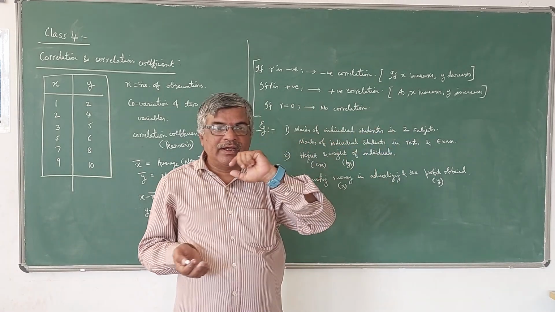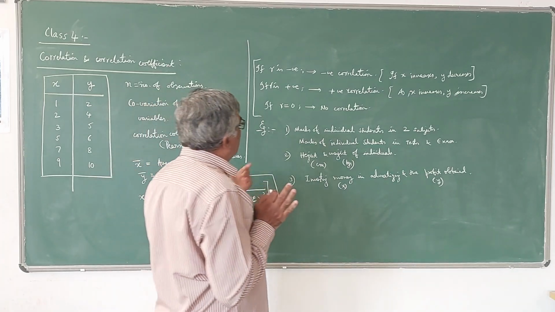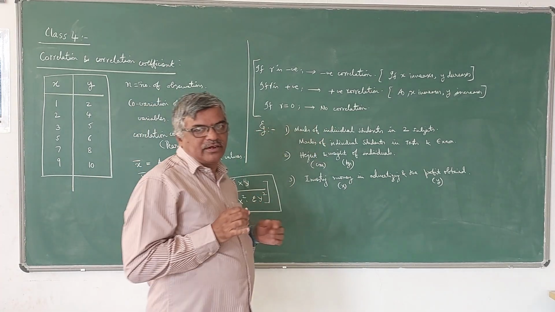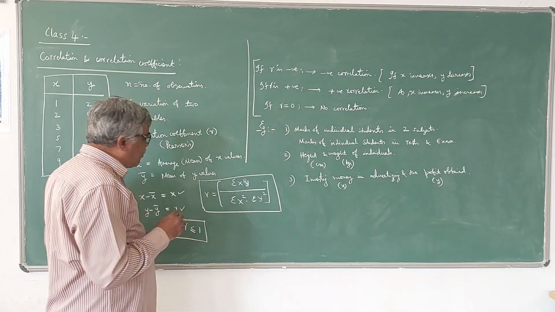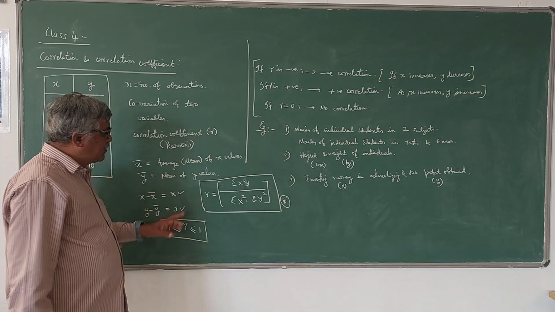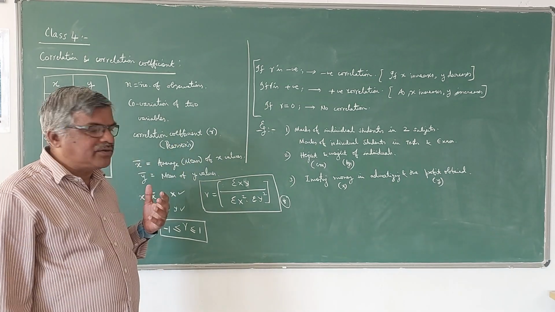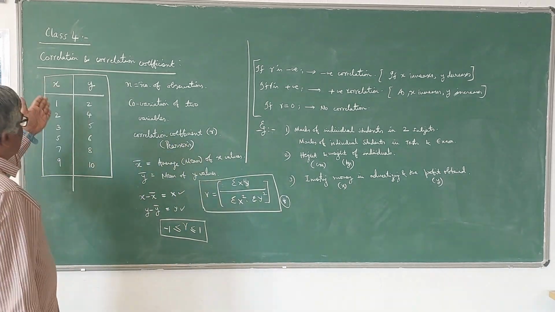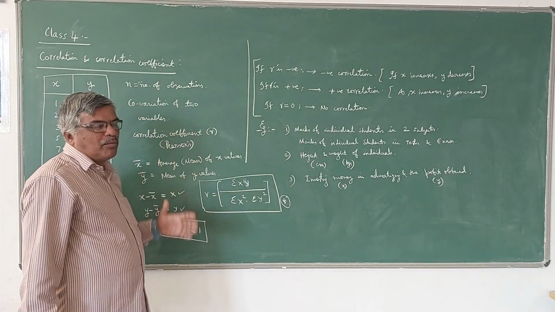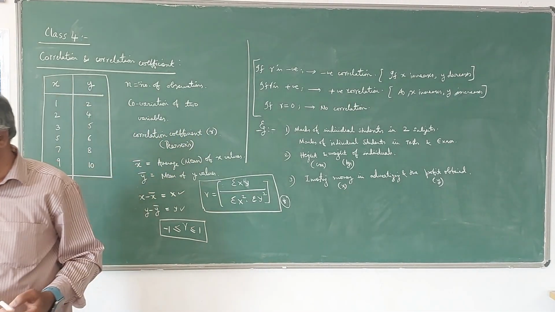If investment is more and profit is less, then it is negatively correlated. If they are not at all related in any way, then it is called no correlation, when R is equal to 0. So this formula we have to remember to calculate the Pearson's correlation coefficient. In the examination they may give a set of data X and Y, and they may ask you to compute the value of R for the given set of data.